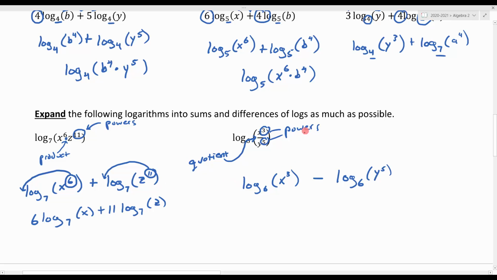All right, now I'm going to take care of the powers. So I want to move this 3 out front, and I want to move this 5 out front. So I've got 3 log base 6 of x minus 5, almost, I was writing 4, I want 5 log base 6 of y. And there's my fully expanded expression. All right, so hopefully that helps you out. You got some good examples going on there. If you have any questions, make sure you're asking them.